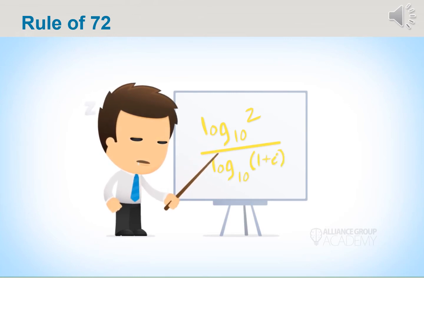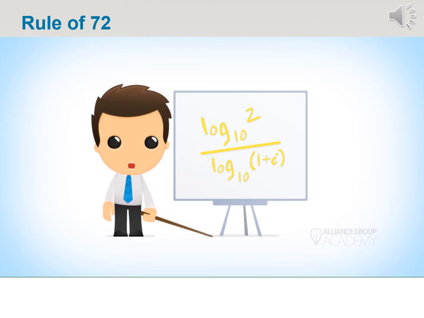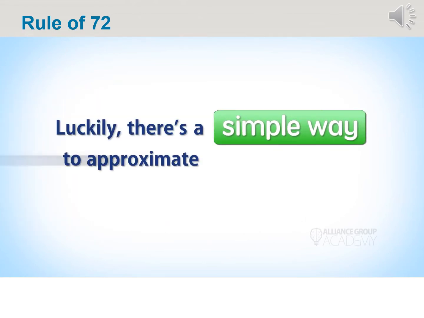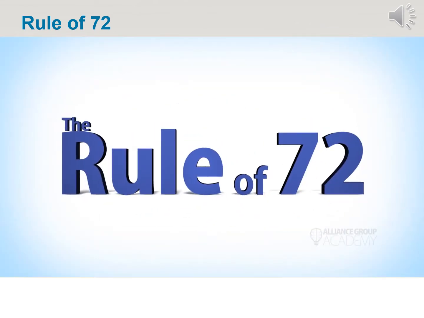Since most of us don't have bionic brains, we can't really do this math in our heads. But our friend Larry is here, and he's gonna give it his best shot. We'll get back to him later. Luckily, there's a simple way to approximate how long it takes for your money to double in a compound interest account. It's called the Rule of 72.